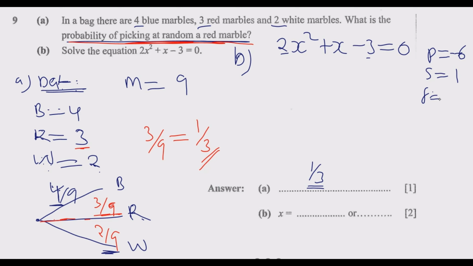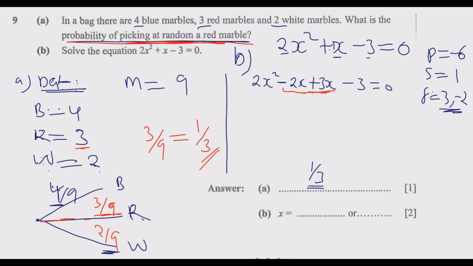So we look for the factors of 6. Because the sum is positive, it will be 3 and negative 2. Negative 2 times 3 is negative 6, and negative 2 plus 3 is 1, which is the coefficient of x. So whenever we have this x, which is 1, we substitute with these 2. So we are going to have 2x squared minus 2x plus 3x, then minus 3 equals 0.